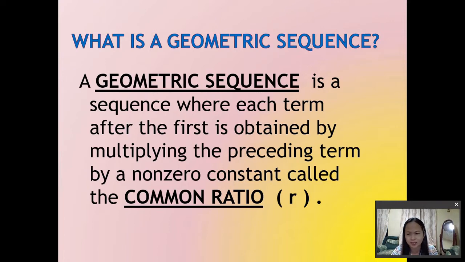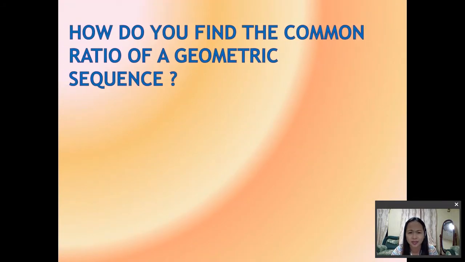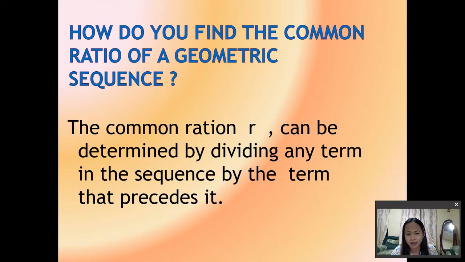Okay, so what is a common ratio then? Since we're talking about common ratio, what is common ratio? Or how to determine or find the common ratio of a geometric sequence. Now the common ratio r is the non-zero constant number that we are going to multiply to a particular term to get the next term. To determine the common ratio, we simply divide any term in the sequence by the term that precedes it.